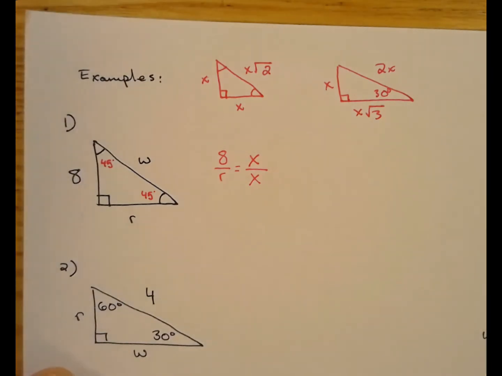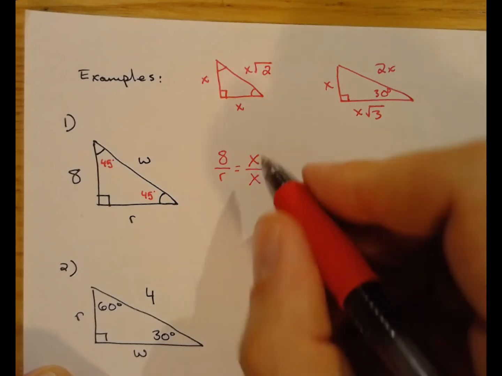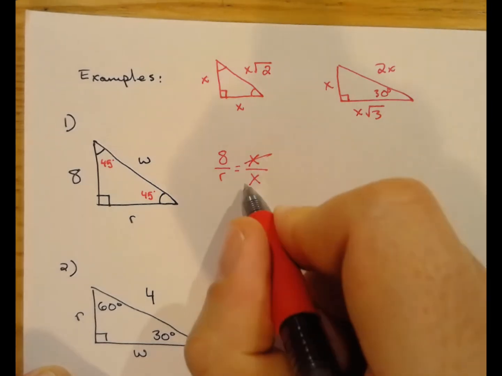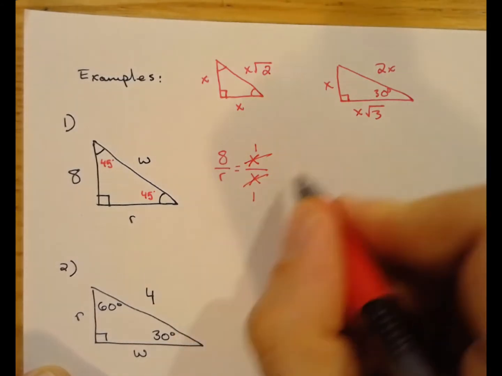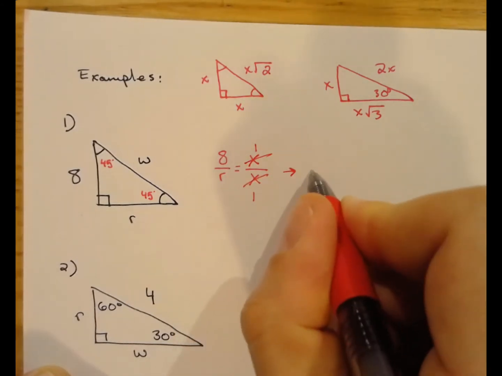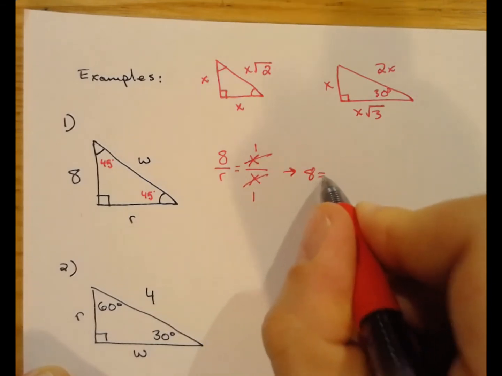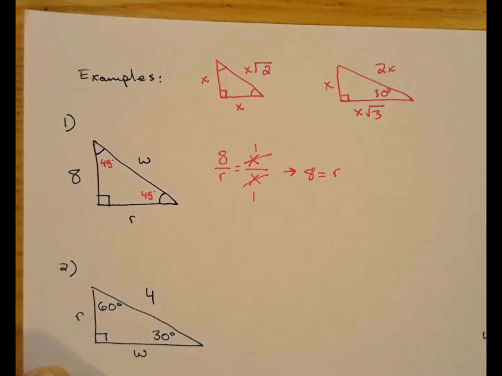So there's our setup. In terms of simplification, we can factor the x's out. And now when we take the cross product, 8 times 1, 8 equals r times 1. So 8 equals r.